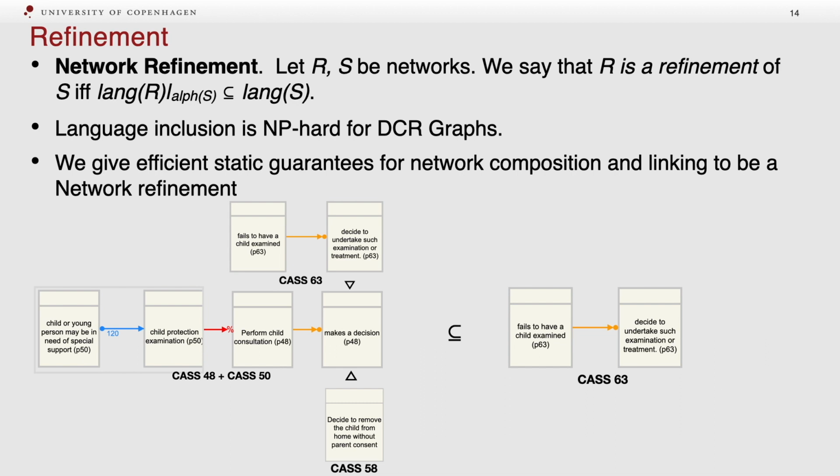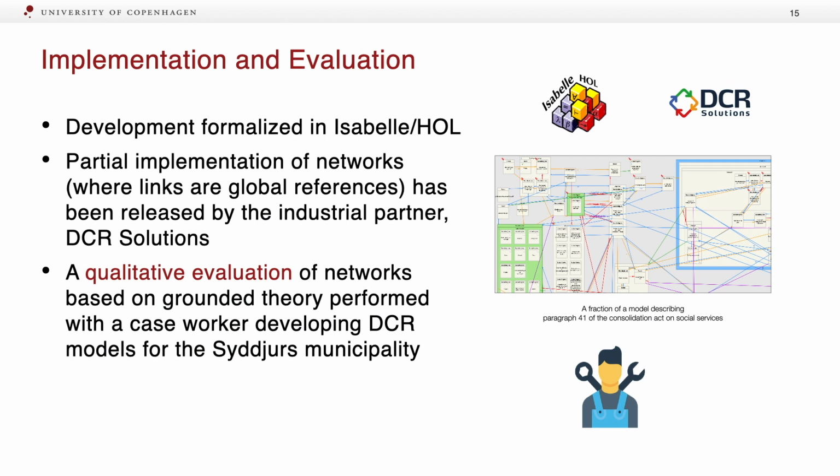Now, this in general is a computationally expensive process. It is an NP-hard problem, because language inclusion is NP-hard in these graphs. But one of the results in the paper was to come up with a syntactic restriction, a set of processes that can be efficiently statically checked, that can preserve refinement. The development of this paper has been formalized using the Isabelle theorem prover, and a partial implementation of the network mechanism has been made available by the industrial partner DCR Solutions. They are using this to provide support for networks for the municipalities that are currently using modular versions of processes in the implementation of the case management system.